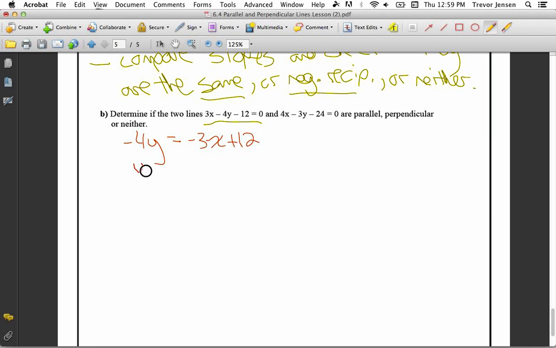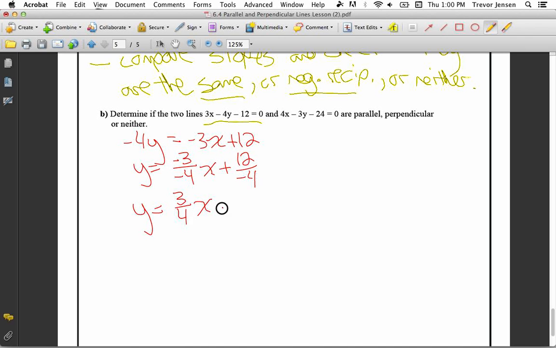Now isolate the y by dividing by negative 4 on the other side. So negative 3 over negative 4x plus 12 over negative 4. And then simplify. The negatives cancel out. And 12 divided by negative 4 is negative 3. Now let's do this line.